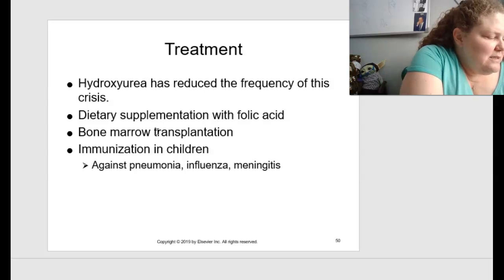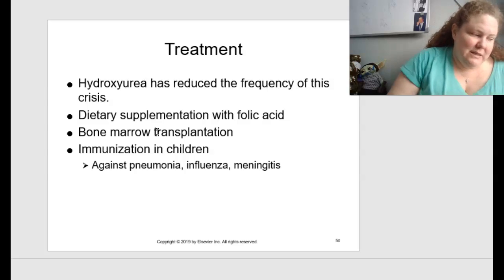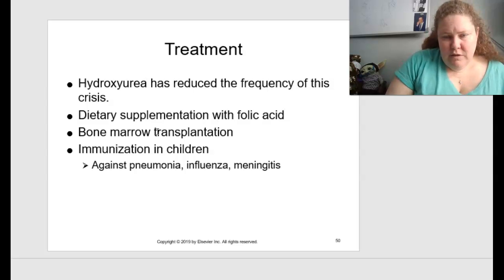Bone marrow transplant is effective, but because of the limited number of African American potential donors on the bone marrow registry, it can be very difficult to find a match. In the past, patients rarely lived past their 20s, but now, because of improvements in care, they've extended their lifespan into middle age for many patients.